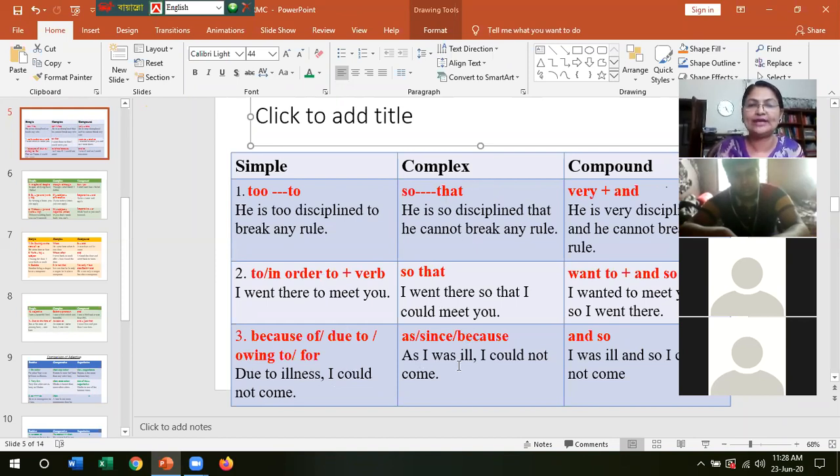To make it complex, we must use as, since, because. As I was ill, I could not come. Or since I was ill, I could not come. But for using because, you cannot use it in the beginning. If you want to use because, then the sentence will be, I could not come because I was ill. That means because will have to be used in the middle of the sentence.